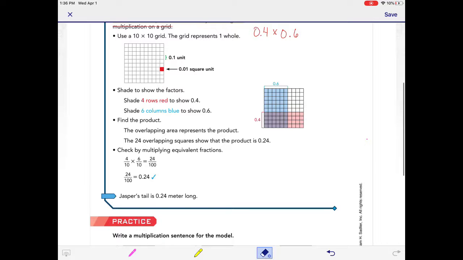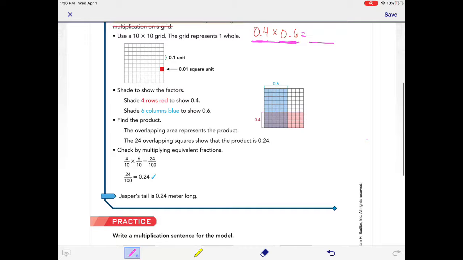And right here is the actual math sentence of what we are trying to figure out. We're trying to figure out 4/10 times 6/10 and what that equals.